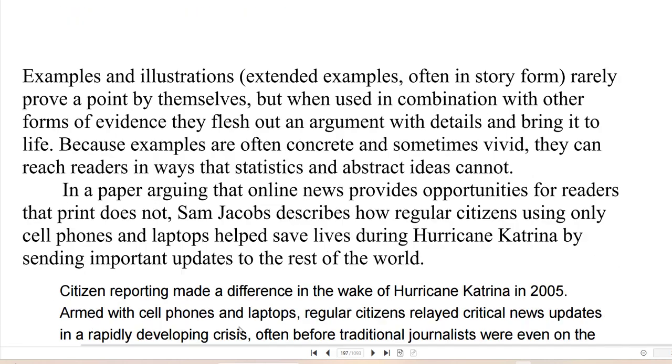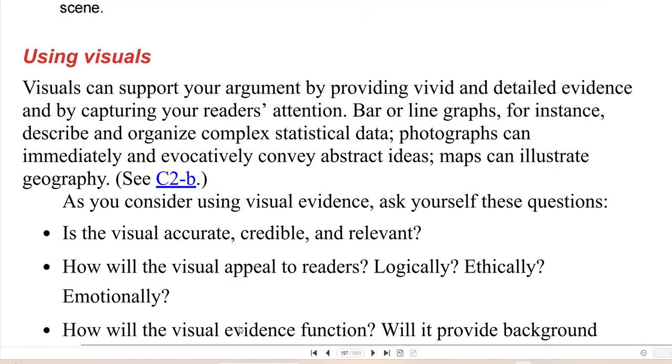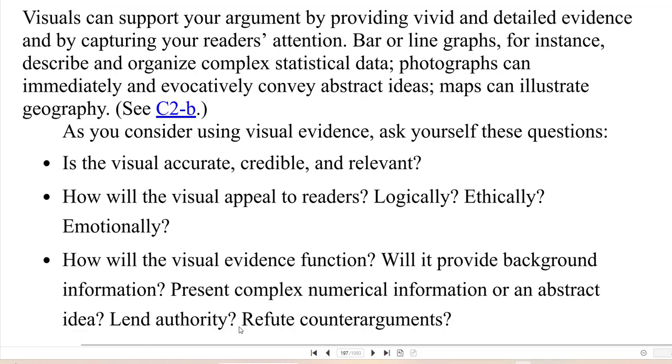Using examples and illustrations. Examples and illustrations rarely prove a point by themselves, but when used in combination with other forms of evidence, they flesh out an argument with details and bring it to life. Visuals can support your argument by providing vivid and detailed evidence and by capturing your reader's attention. Bar or line graphs describe and organize complex statistical data. Photographs can immediately convey abstract ideas. Maps can illustrate geography.